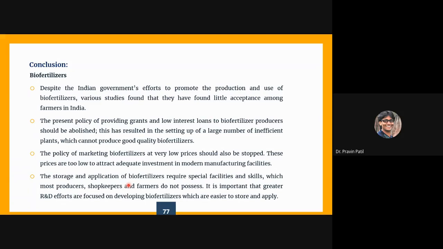Even though we all understand that organic farming is the future, we all understand that organic farming is the only way to make this planet sustainable, why are we not adopting it? So there are several problems. Let's see them one by one.